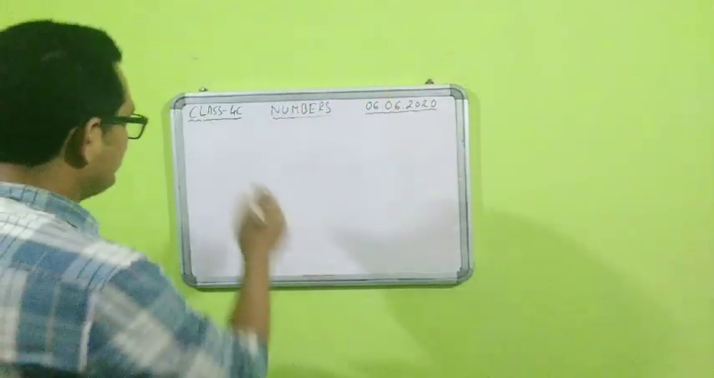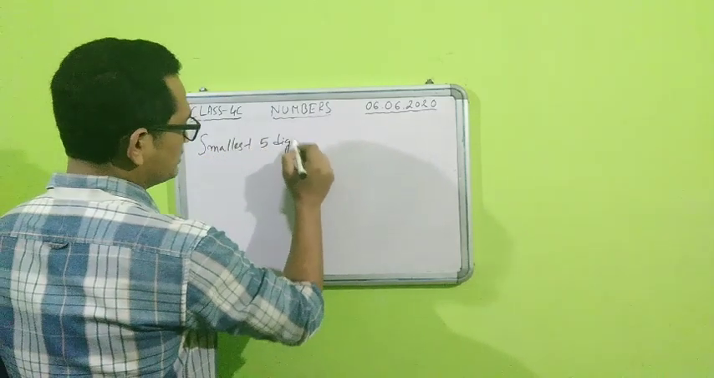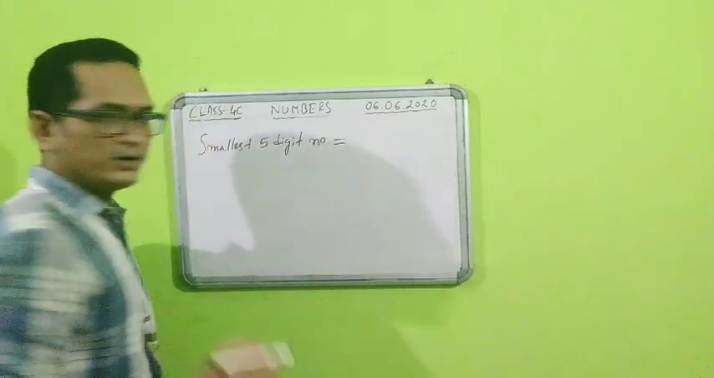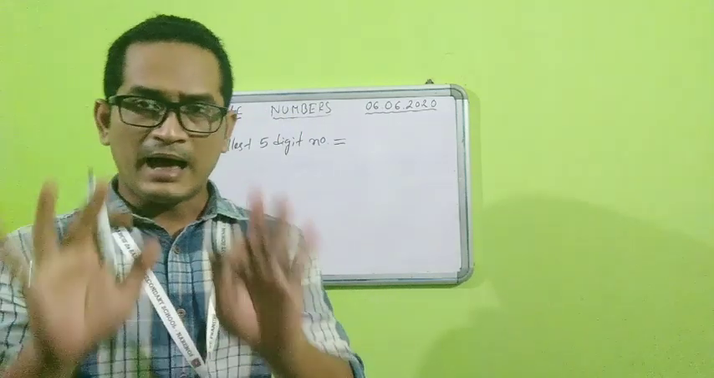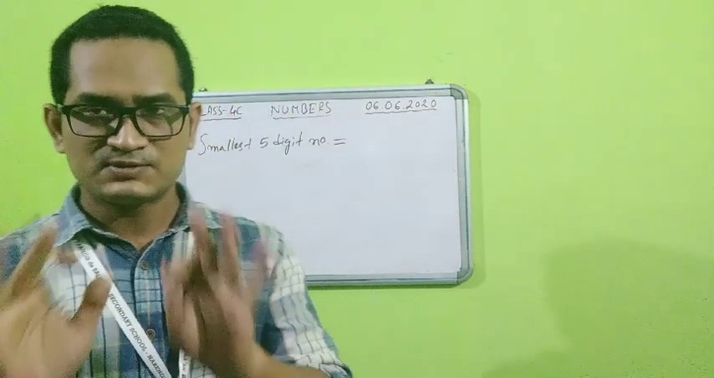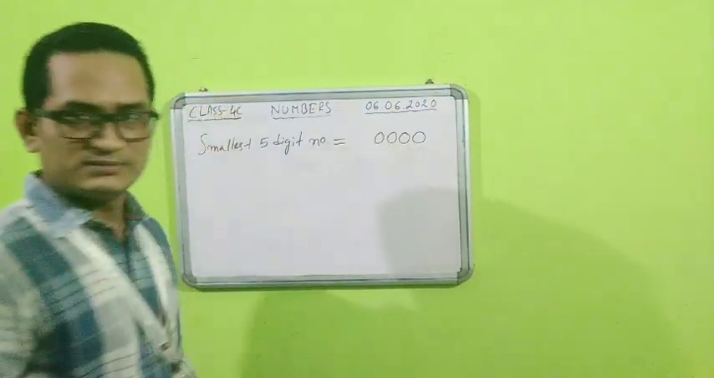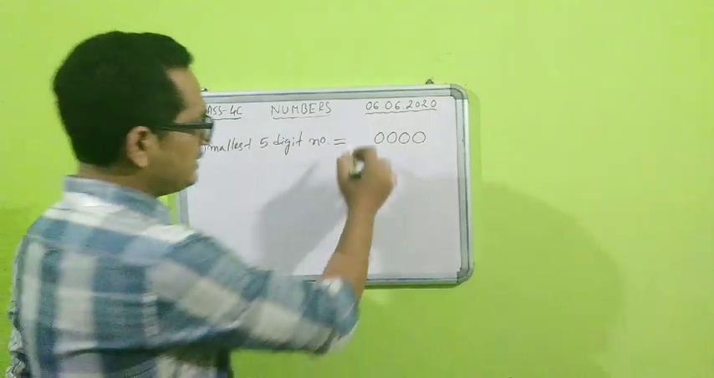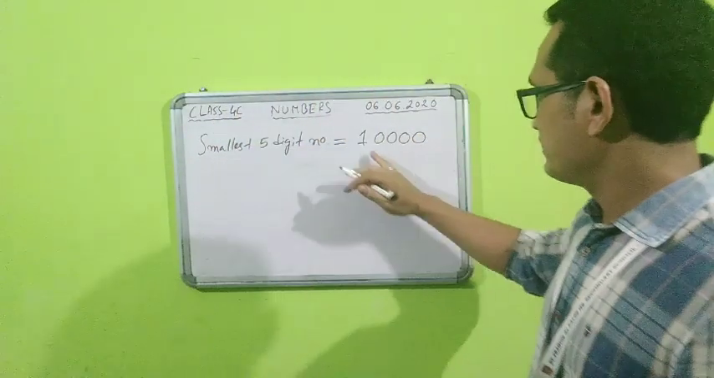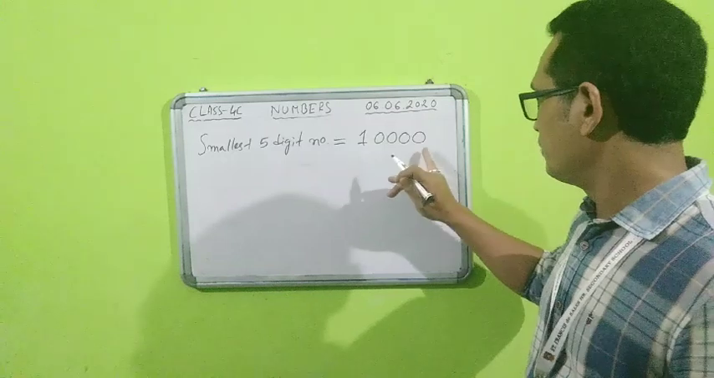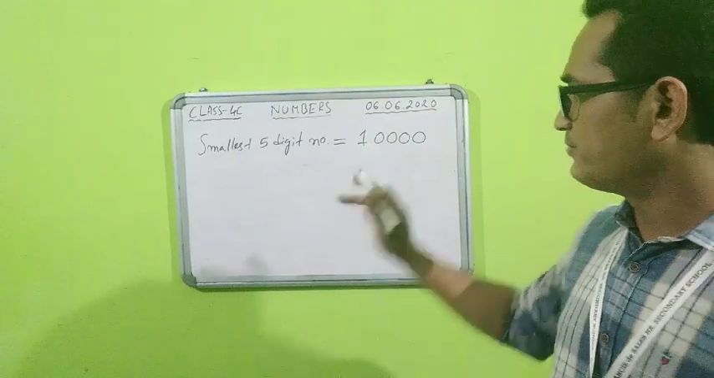If we have to write the smallest 5-digit number, what do we have to do? I am talking about the smallest now, so please concentrate on that. I need 5 digits, but it has to be the smallest. So I will give 4 zeros first, and then I will put the smallest digit. What is the smallest digit after 0? 1. So if I write like this, now you count how many digits we have: 1, 2, 3, 4, 5. We have 5 digits, so this will be the smallest 5-digit number.